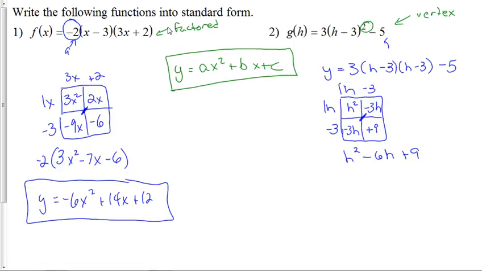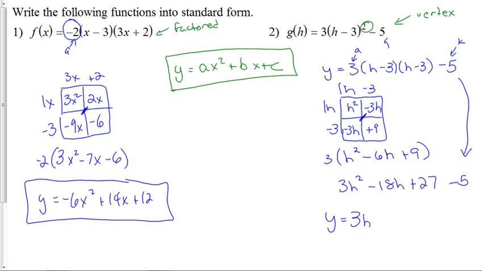All right, so we have two extra pieces here. We have this a, but we also have this, and remember that was k from vertex form. Take care of a first. We multiply those first. So we're going to multiply all of this by 3. 3h squared minus 18h plus 27. And then we're going to take care of the minus 5 at the very last. So my final answer is 3h squared minus 18h plus 22. Now it's in standard form.